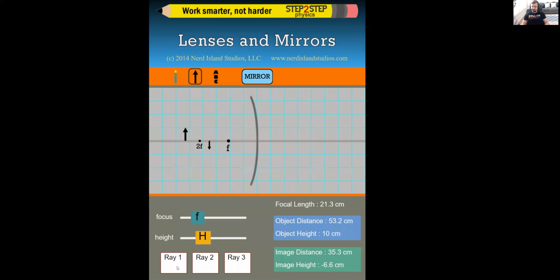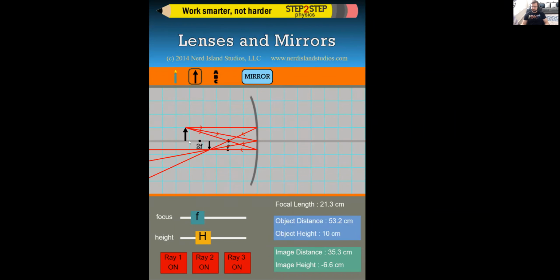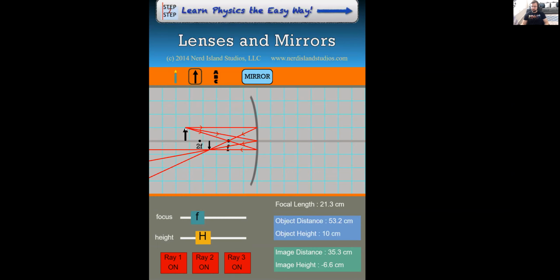So if we look at this, see the 3 light rays that I've turned on? All of them are coming from the tip of the object right here. We usually draw them as arrows just because they're really simple. This could be literally anything though. It could be a candle. It doesn't matter. But we draw them all from the same spot on the object. The important thing is you can look at this and figure out what the image would be like.